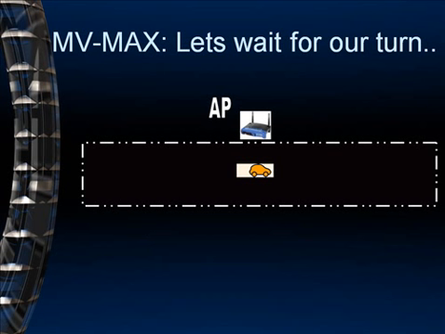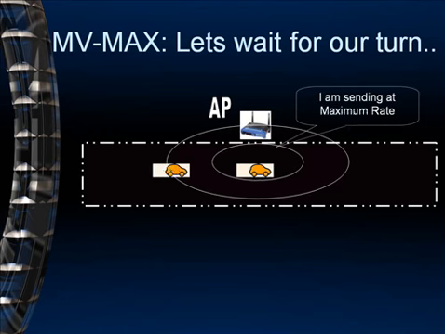This is the analogy of MV Max, which we are talking about: let's wait for a turn. Instead of cooperation, we will cooperate in a different manner. Let's wait for our turn. This is what is happening. That was a 54 Mbps connection. Now this is sending at maximum rate. What we are doing is, when this car is closest or when the signal strength is highest, I will ask this car to send data, and I won't send any data to this car.